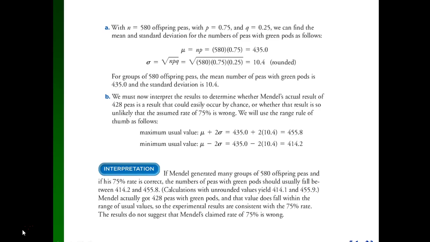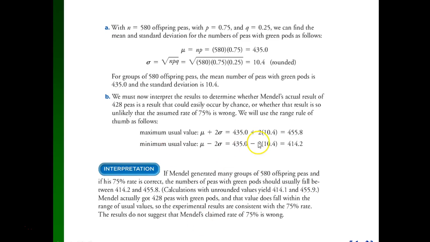So N times P, N is 580, P is 0.75. That's 435. So 435 is our mean. They kind of said that in the storyline already. But they did not talk about the standard deviation. So I say N times P times Q, take the square root. The storyline will tell you where to round, and I get 10.4.